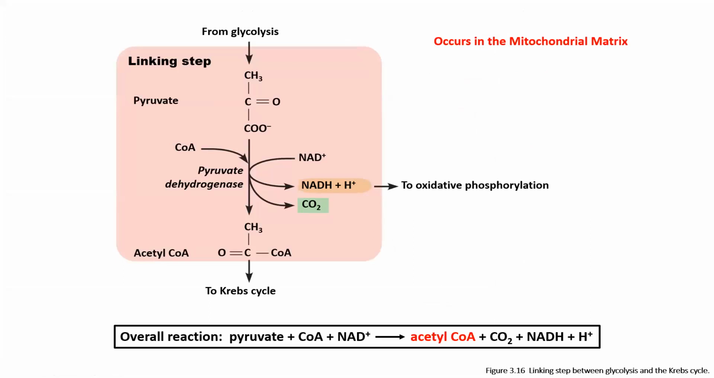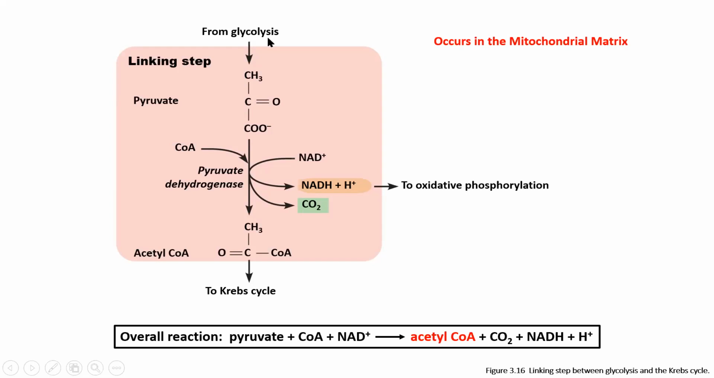After glycolysis, our pyruvate makes its way into the mitochondria. It goes within the inner mitochondrial matrix, which is kind of like the cytosol of the mitochondria, that viscous fluid-like area within the membrane of the mitochondria. And within that area, the pyruvate that we created from glycolysis then enters what we call the linking step.